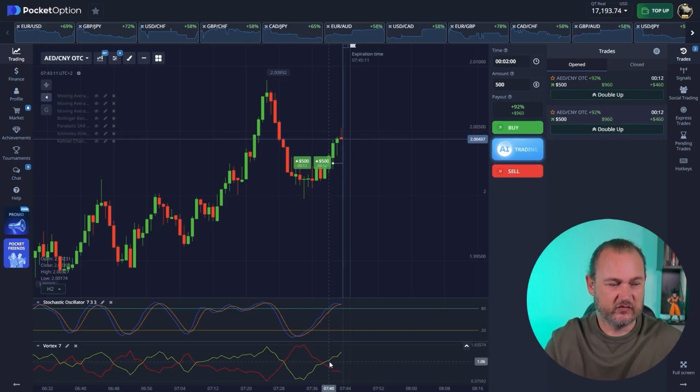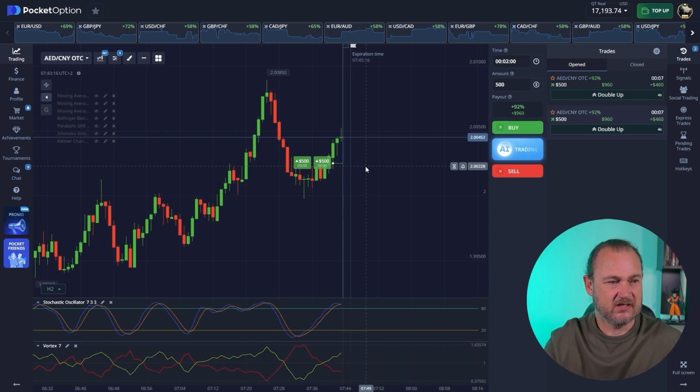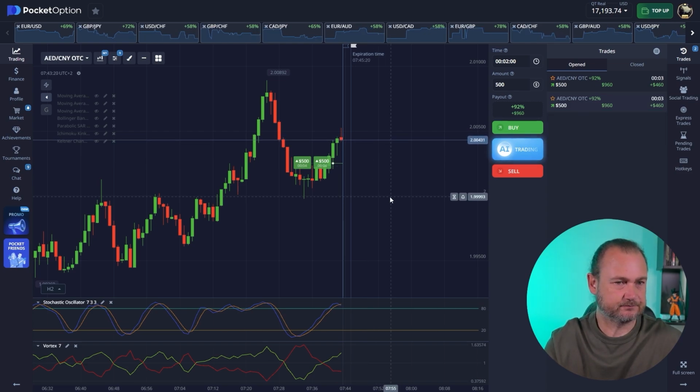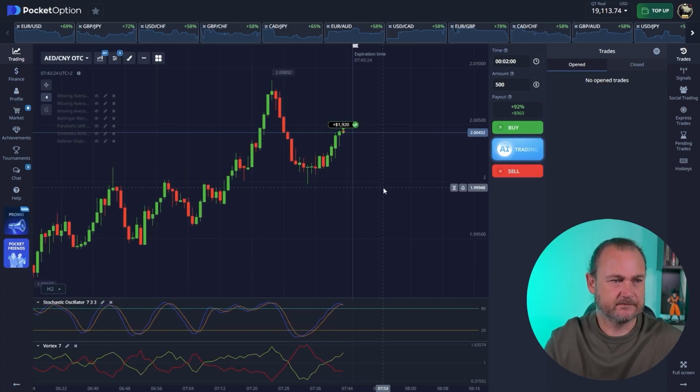We had a very beautiful crossover. We waited for the stochastic to be pushed into the overbought zone, and we got rewarded for our patience and for not jumping the gun. There we go. Okay, so that's our vortex and stochastic strategy.